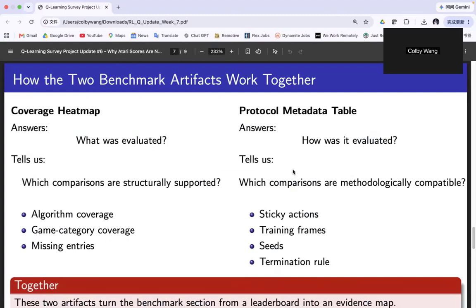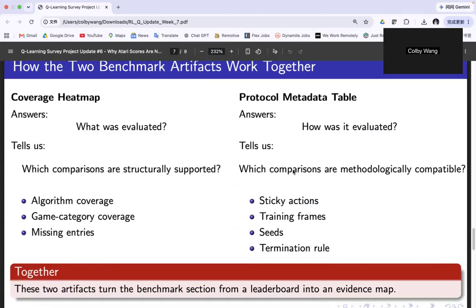Now we have two benchmark artifacts that work together. The coverage heatmap answers what was evaluated. It tells us which algorithm and game categories have reported results and where the table has missing entries. The protocol metadata table answers how was it evaluated. It tells us whether this reported result came from compatible evaluation conditions. This combination is powerful because it prevents us from treating the benchmark table as a simple leaderboard. Instead, it becomes an evidence map. It tells readers not only which methods have scores, but also how trustworthy or comparable those score comparisons are. This is exactly the kind of deeper benchmark synthesis that can strengthen the revised survey.